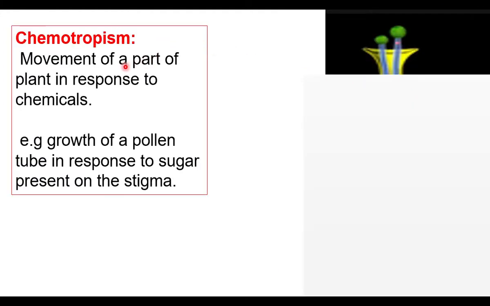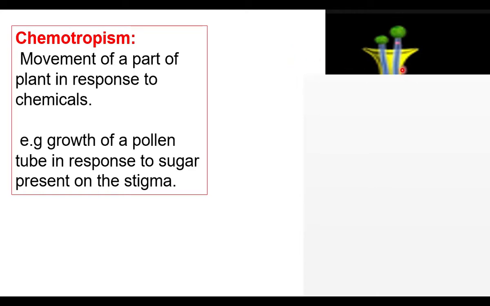Chemotropism: movement of a part of a plant in response to chemicals. You have studied pollination in 7th standard. An example of chemotropism is the growth of a pollen tube in response to sugar present on the stigma. What is the stigma? It is a part of a flower.